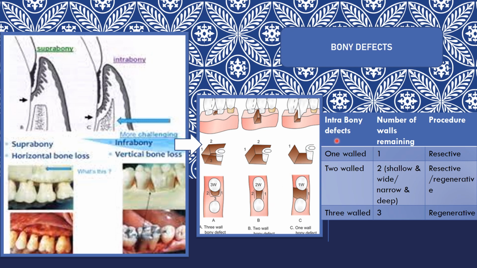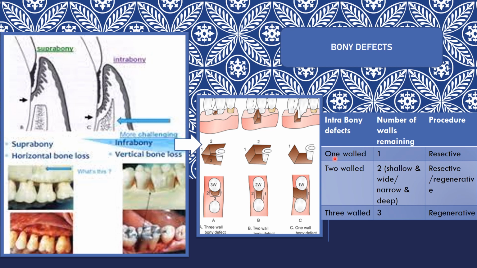In case of a 1-wall defect, you can see that the number of walls present is only 1. So the regenerative technique will not be useful, and it can be used for resective osseous surgery. Okay, there is a 1-wall defect. Every time, it will depend upon the bone loss. If it is advanced bone loss, osseous resective surgery is not recommended. It will depend on the depth, width, and general configuration.